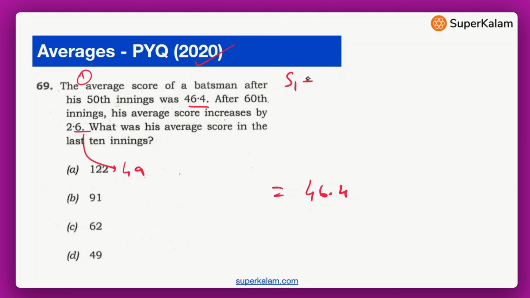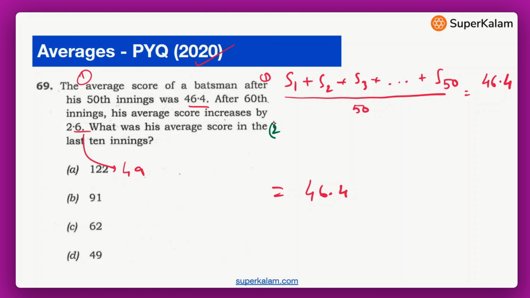This is the score in the first innings, S1, plus S2 plus S3, and it goes on till S50, correct? This we know is equal to 46.4. Okay, this is statement 1. Now let's come to statement 2.